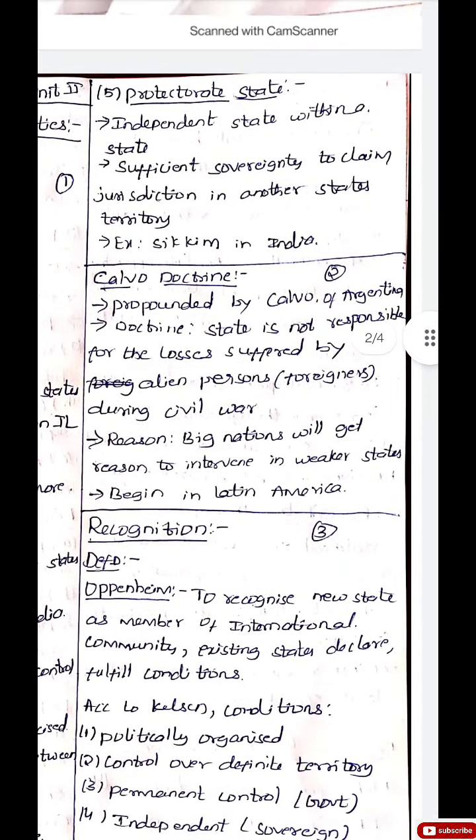The next state is a protectorate state. A protectorate state is an independent state within a state. So it is residing within a state but it is independent of it. A protectorate state has sufficient sovereignty to claim jurisdiction in another state's territory. So it is an international person. An example is Sikkim in India. Sikkim was a protectorate state before merging into India, but now it is a fully functioning state of India.